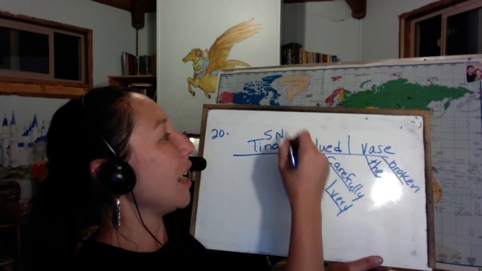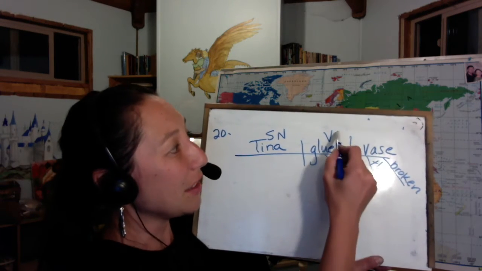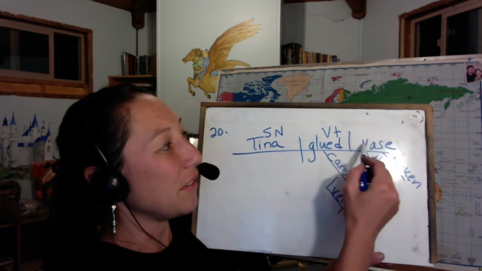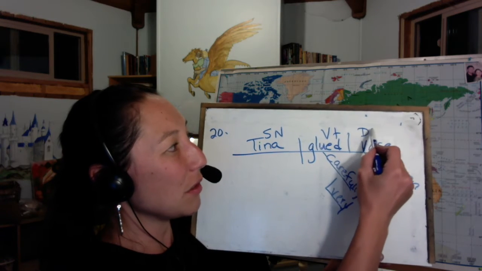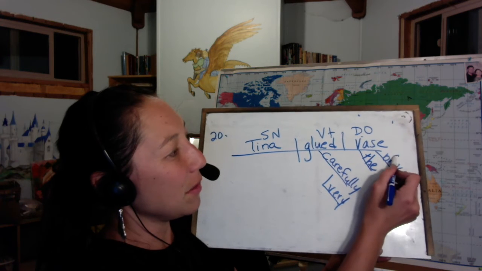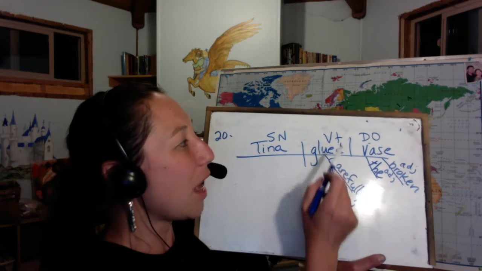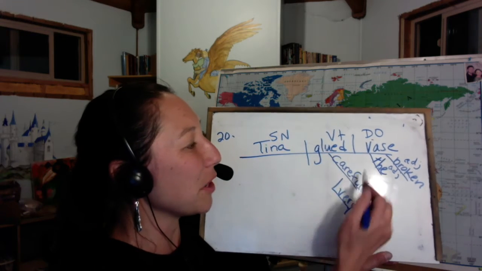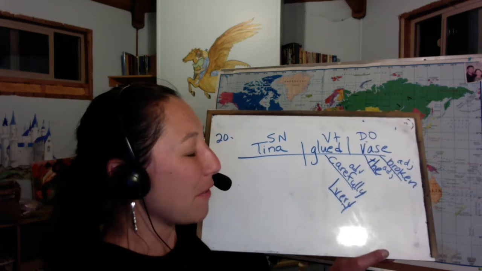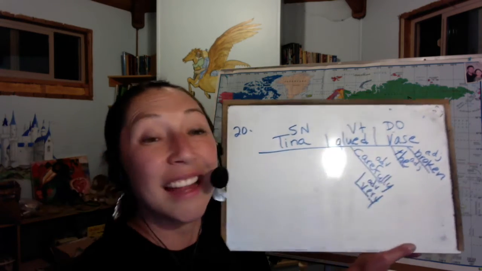Tina's my subject, noun. Glued is my action verb. Glued what? The vase. Oh, it's a transitive verb because I have action transferred over here. Vase answers my what question, so it's a direct object. The broken modifies a noun, so these are both adjectives. Carefully answers how I glued it. This modifies my verb, so carefully is an adverb. Very modifies carefully. Very is another adverb that modifies an adverb.